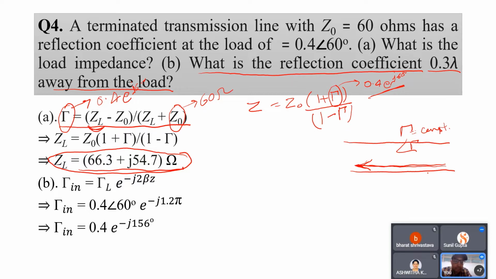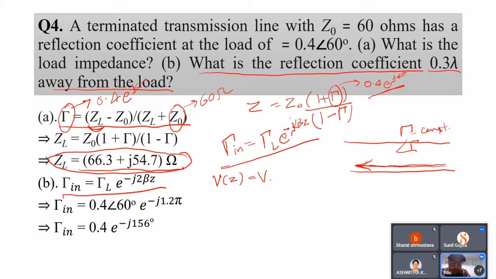Okay, and it has been defined by this equation. So gamma in has been given as gamma L e raised to the power minus j 2 beta z. So how will you get this formula? As you know, the voltage is defined as V(z) = V naught plus e raised to the power j beta z plus V naught minus e raised to the power minus j beta z.